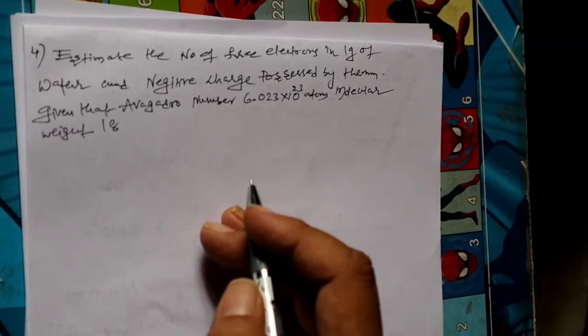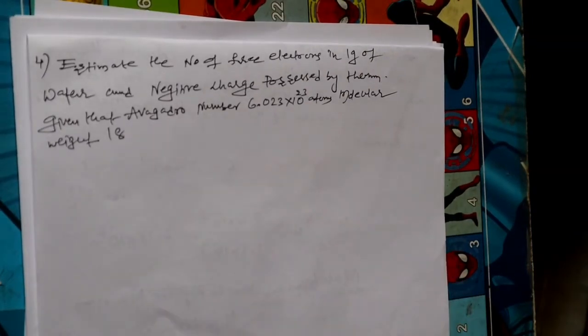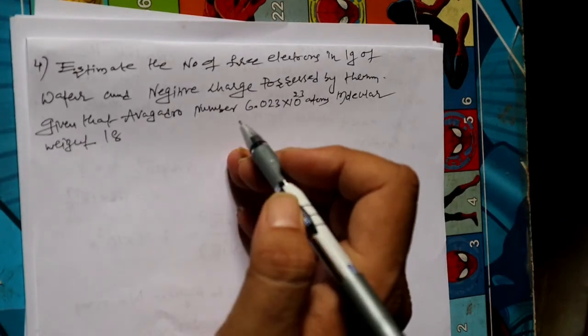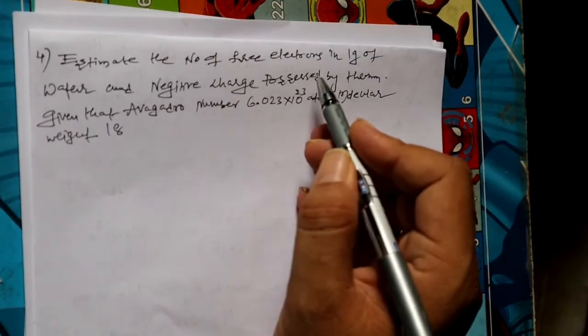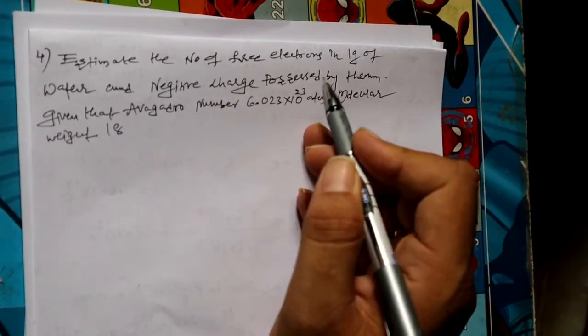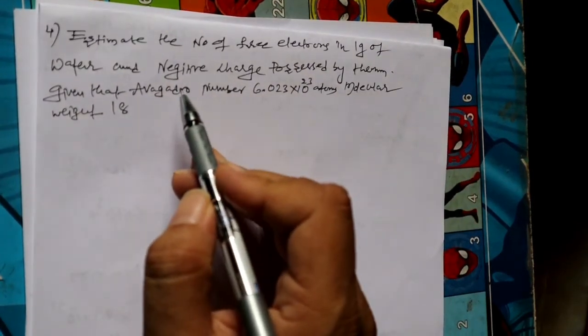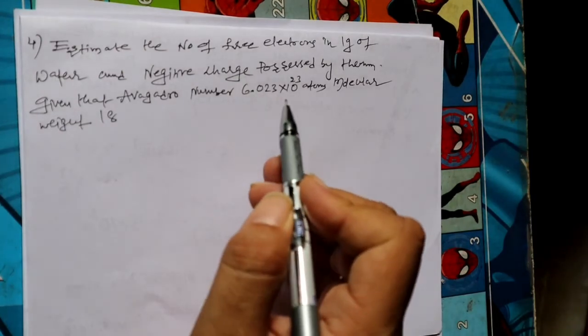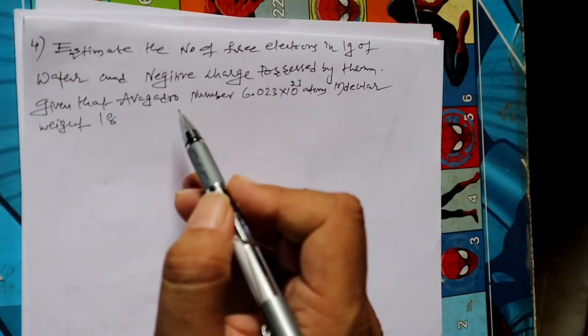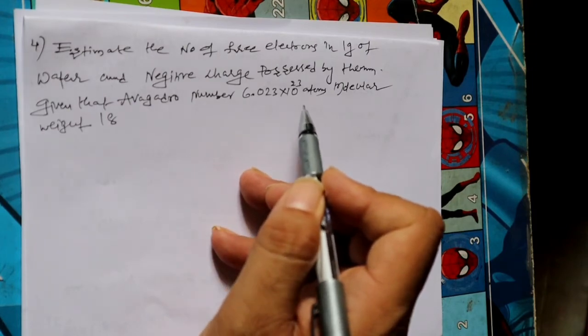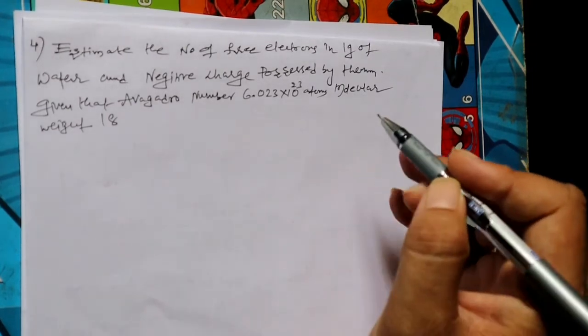Now students, we are going to discuss another problem based on the quantization of charge. Here what they given here, estimate the number of free electrons in 1 gram of water, and negative charge possessed by them. Okay, given that Avogadro number is how much? 6.023 into 10 to the power of 23.